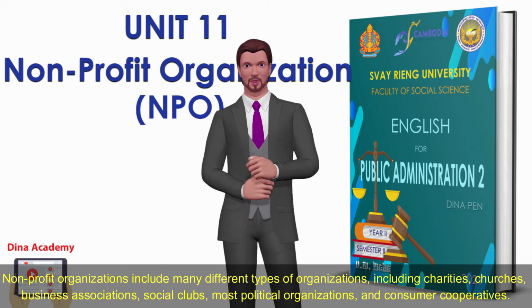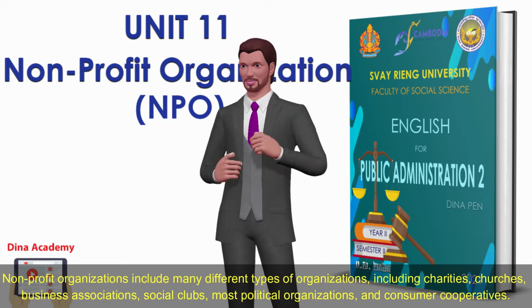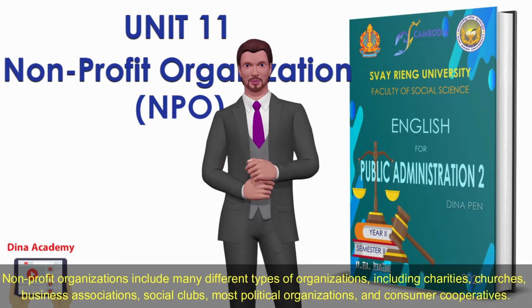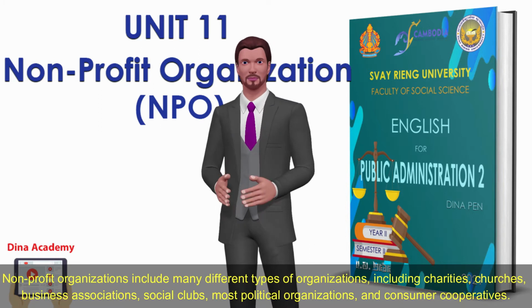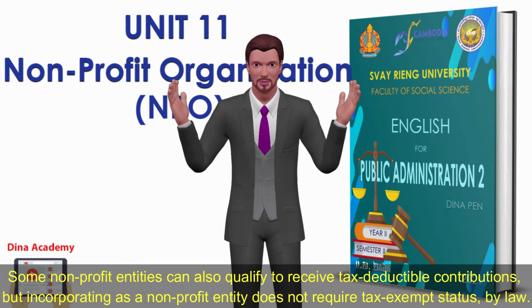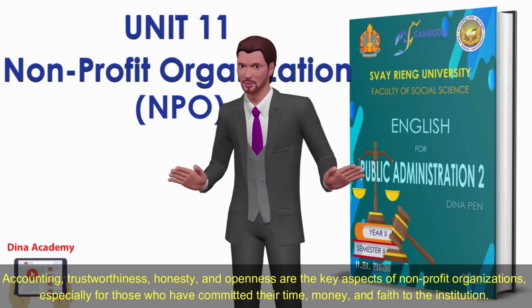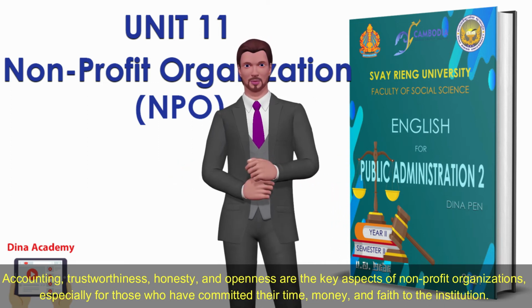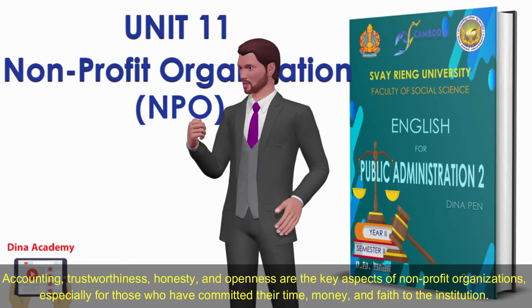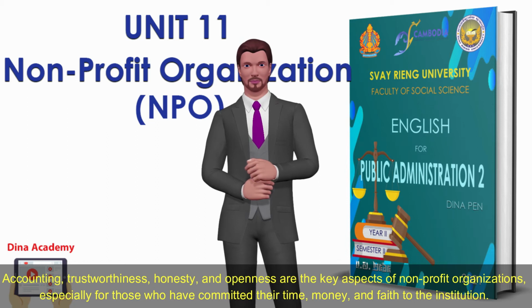Non-profit organizations include many different types of organizations, including charities, churches, business associations, social clubs, most political organizations, and consumer cooperatives. Some non-profit entities can also qualify to receive tax-deductible contributions, but incorporating as a non-profit entity does not require tax-exempt status, by law. Accounting, trustworthiness, honesty, and openness are the key aspects of non-profit organizations, especially for those who have committed their time, money, and faith to the institution.